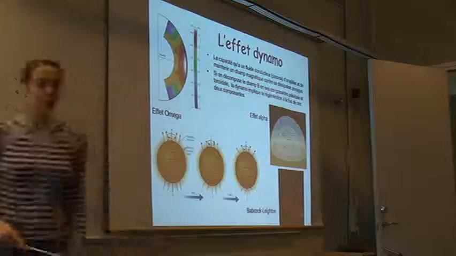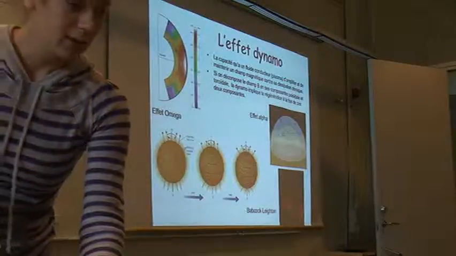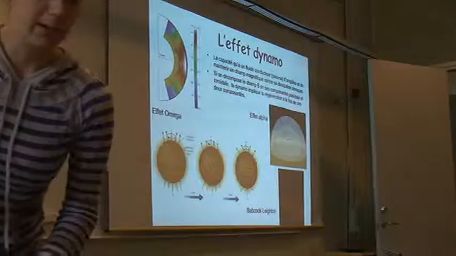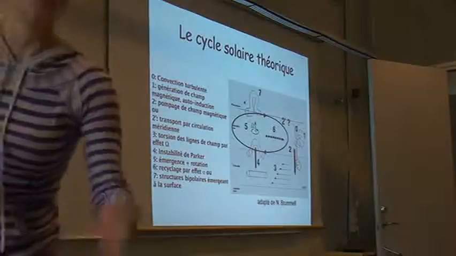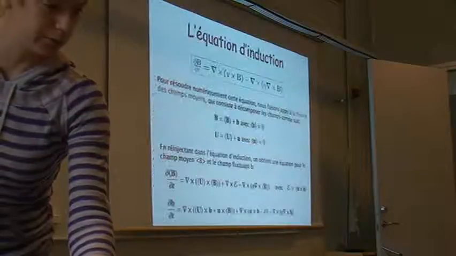So, yeah, this is more or less the simple picture, but what could be responsible for permanent regeneration of magnetic field inside the sun? So this is not very important.